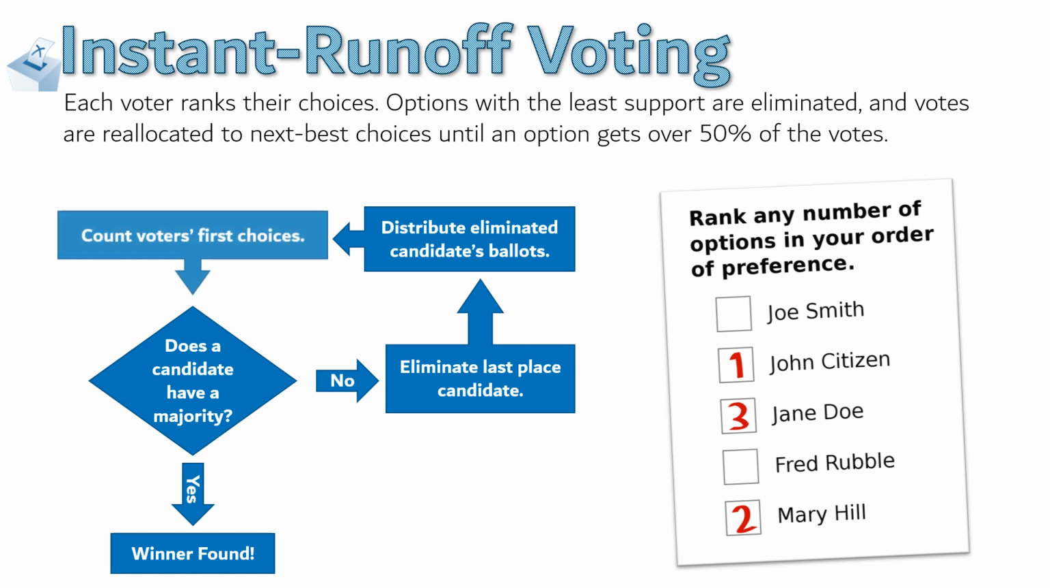First, we count the voters' first choices. If a candidate has over 50% of first place votes, they win. If not, then we eliminate the last place candidate. Anyone who ranked the eliminated candidate as number 1 now has their votes instantly recast in favor of their second choice. Their votes now count as votes for their second choice, and we count again. Candidates are eliminated and votes recast until one candidate has over 50% of the vote.